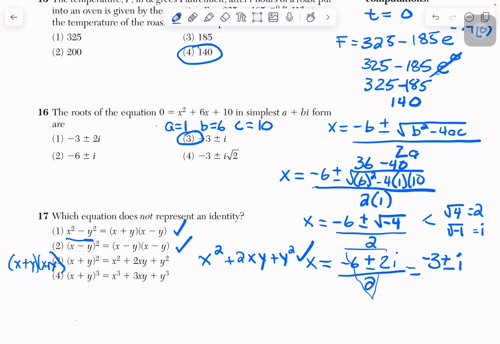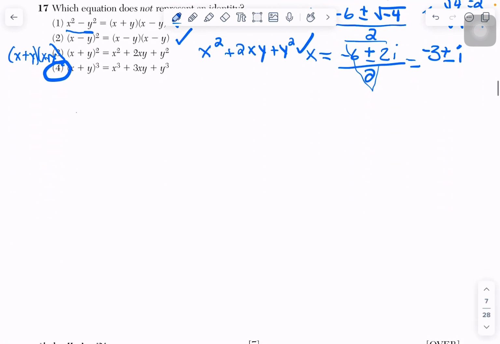When you have something cubed, you're going to have x squared terms. There's no x squared terms in here. So this one is not an identity. Number 17. All right. Here we go.